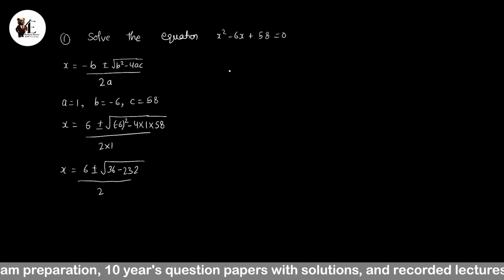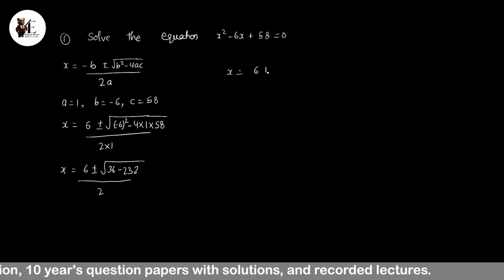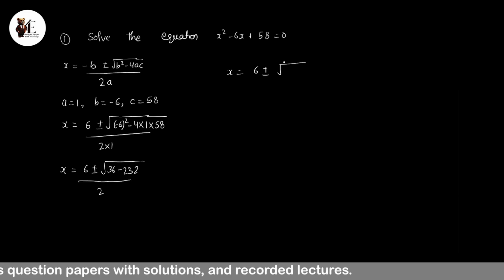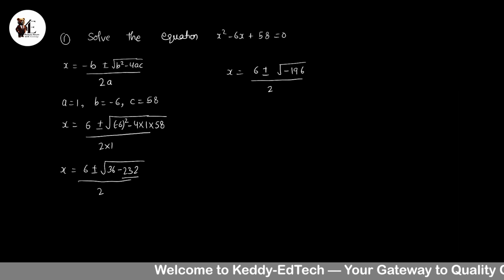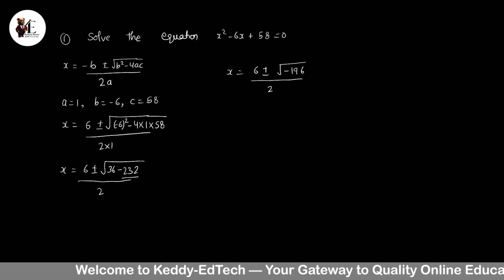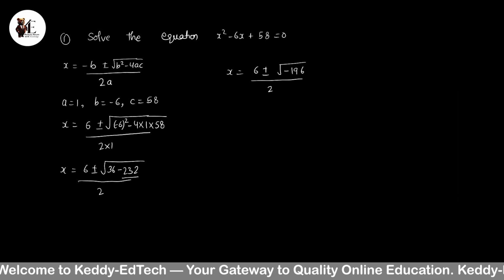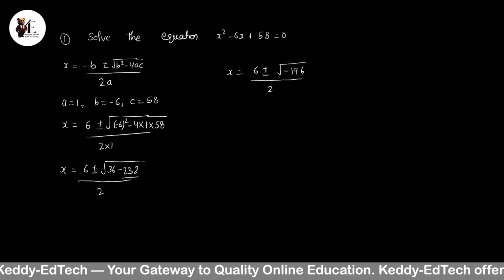Now I have to subtract this, so x is equal to 6 plus minus. We'll have a negative term in the square root since the greater number has a negative sign. So 36 minus 232 will be negative 196, over 2. So how to solve whenever there is a negative term in the square root? See, if this is a quadratic equation question, then there is no need to solve it further because no real root exists.